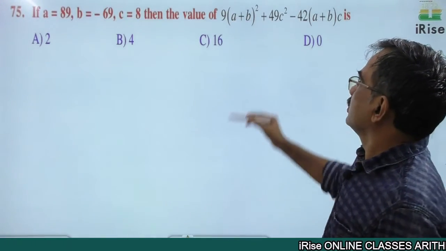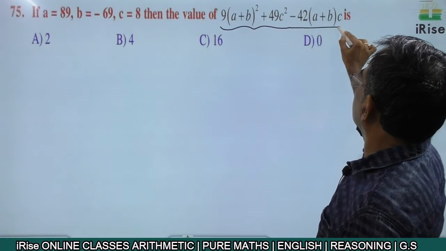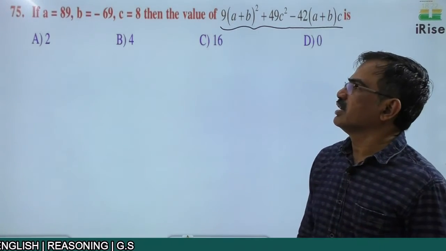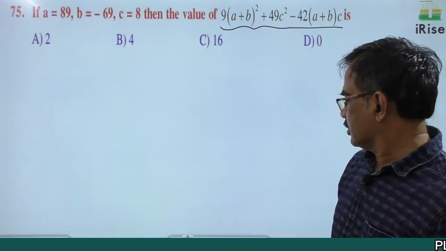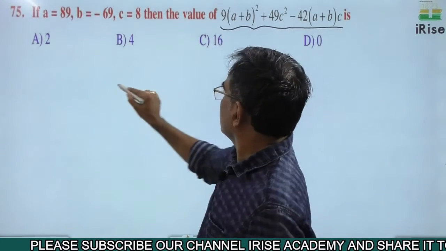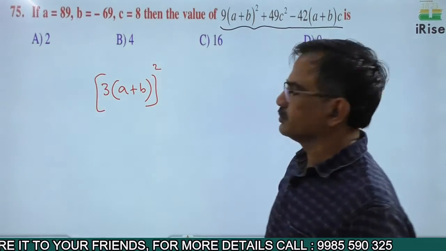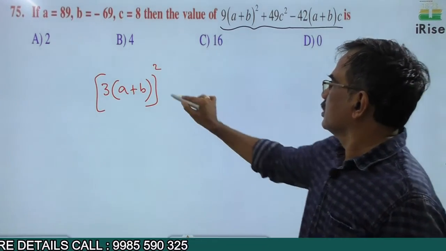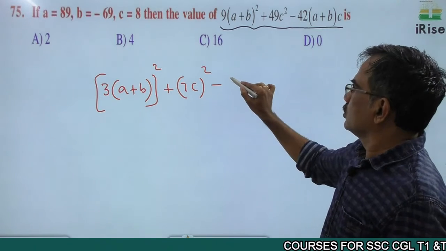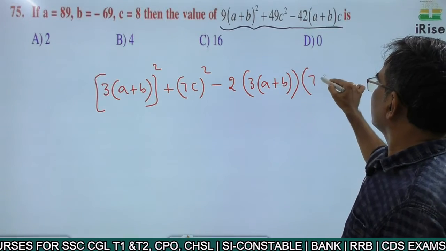Here the question is, what is 9(a plus b) whole square plus 49c square plus 42 into (a plus b) into c, given that a, b, c values are 89, minus 69 and 8. How to write the question? The question can be written as 3 into (a plus b) whole square, 9(a plus b) whole square. This can be written as (7c) whole square minus 2 into 3 into (a plus b) into 7c.